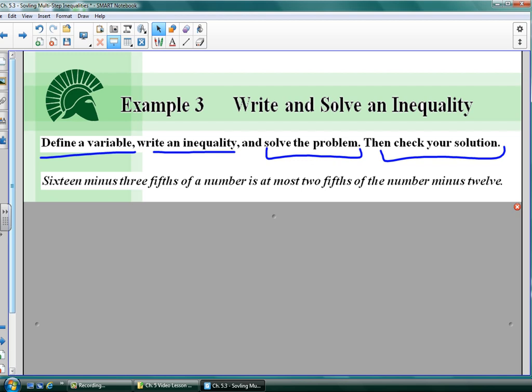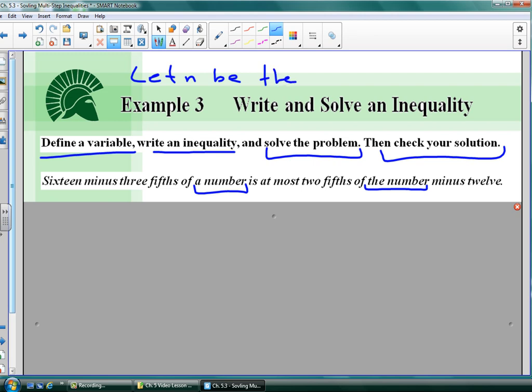So what's being told to us? 16 minus 3/5 of a number is at most 2/5 of the number minus 12. So in both places we're talking about the number, so it's the same number, so we only have one variable that we're dealing with. We're going to write our let statement to define our variable, saying let n be the number. So we know what we're talking about. You don't have to write it up there. You have more room on your paper.